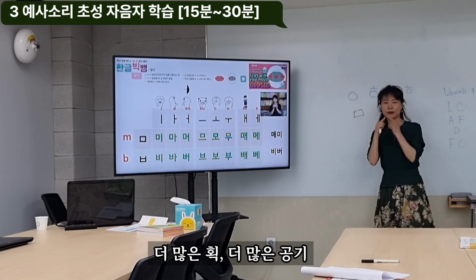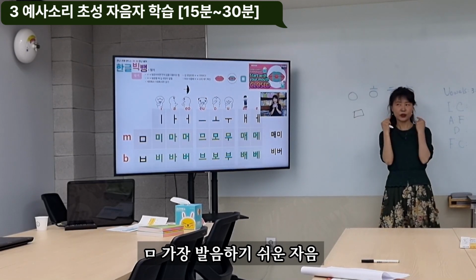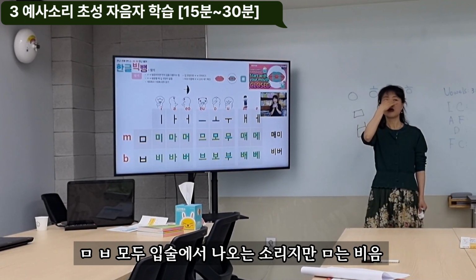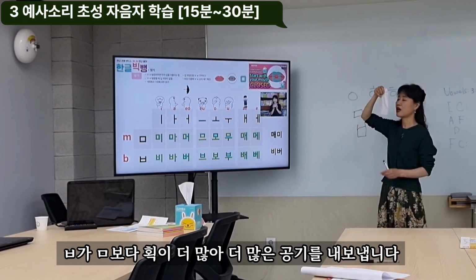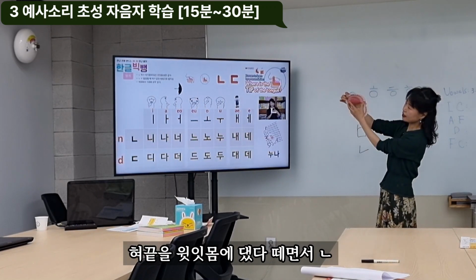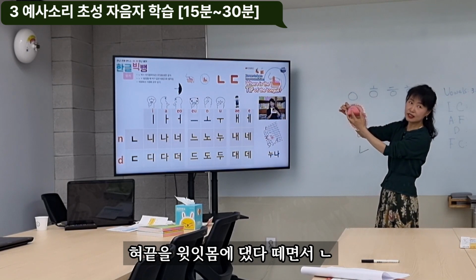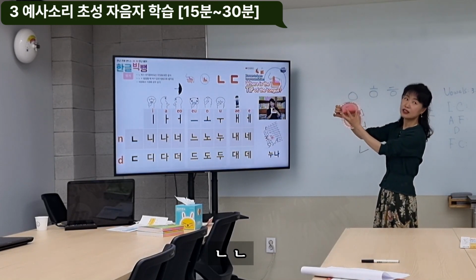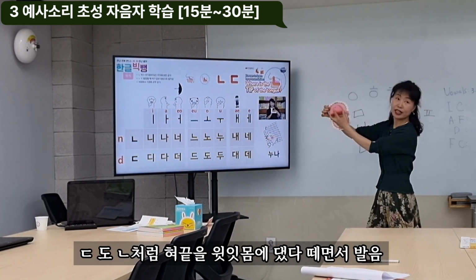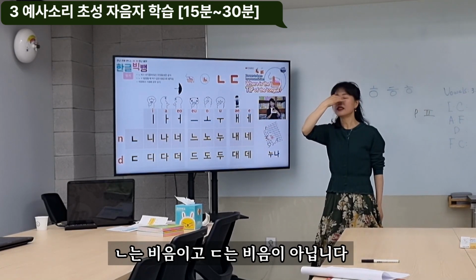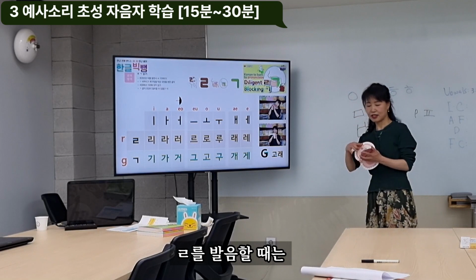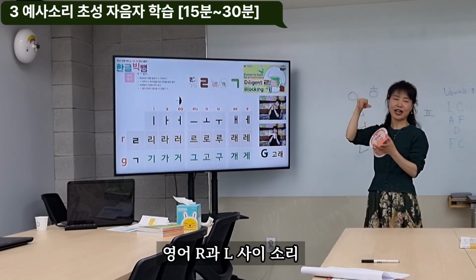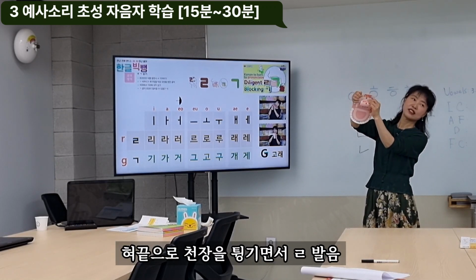So, what is this? M. So it is easiest sound to pronounce m. So most p like this, but m p p is this. So this is n. So can you feel your tongue touch your palate? N. D also have to touch like this. D. When you pronounce L, the tongue moves like this. L. It is between R and L. L.